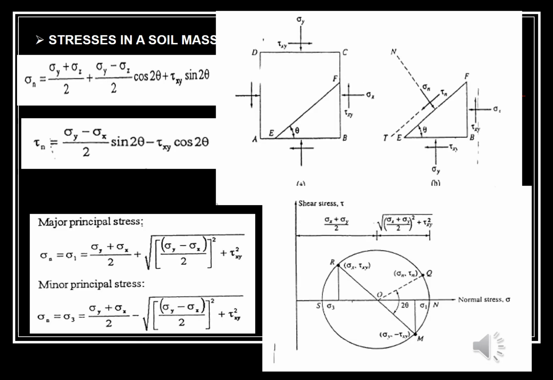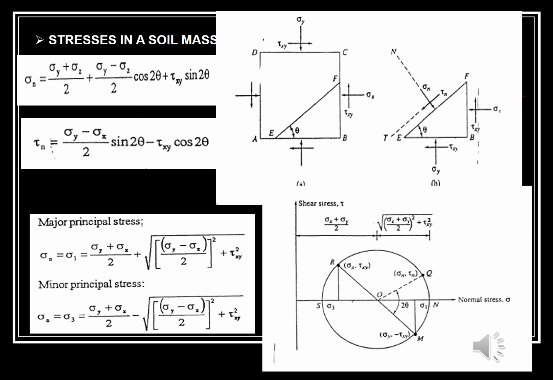Formulas for the stress in the soil mass. In this case, the formula: rho n equals rho y plus rho z by 2 plus rho y minus rho z by 2 cos 2 theta plus tau xy sin 2 theta. And tau n equals rho y minus rho h by 2 multiplied by sin 2 theta minus tau xy cos 2 theta. Major principal stress can be written as rho 1 equals rho h plus rho y divided by 2 plus square root of rho h minus rho y by 2, the whole square, plus tau xy square.